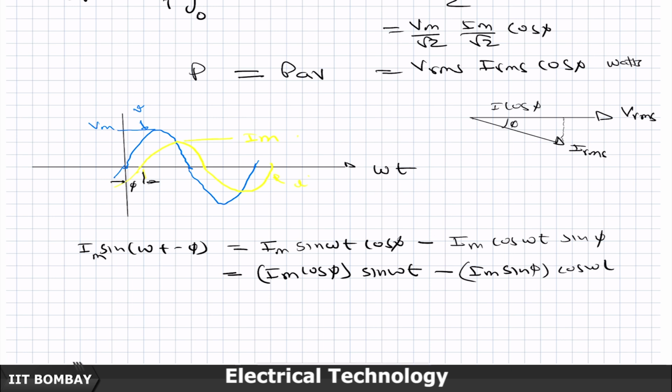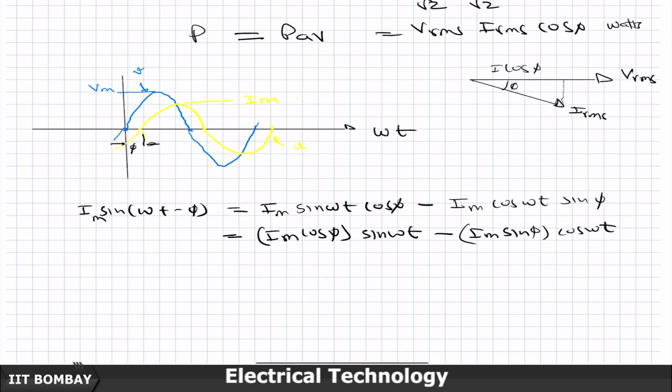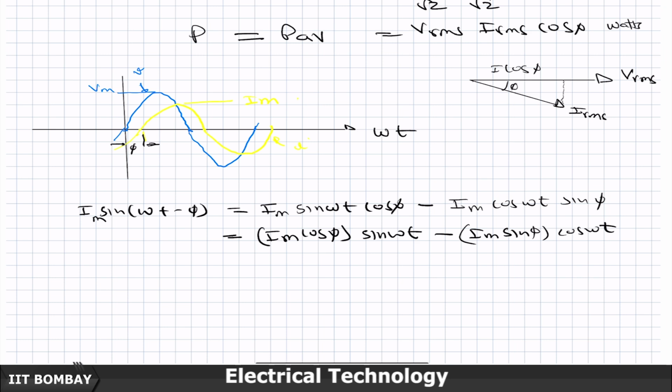cos of omega t. So, now observe very clearly, here I said that when I project it onto the voltage phasor, the component which comes in phase is I cos phi, and the component which comes in quadrature is I sin of phi.